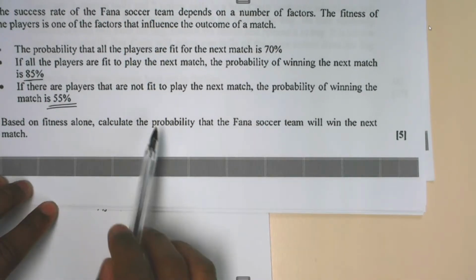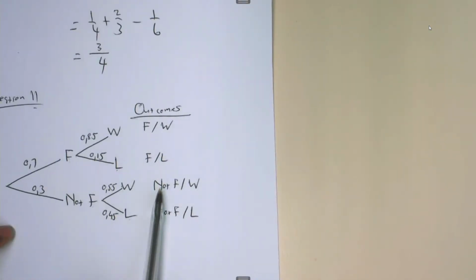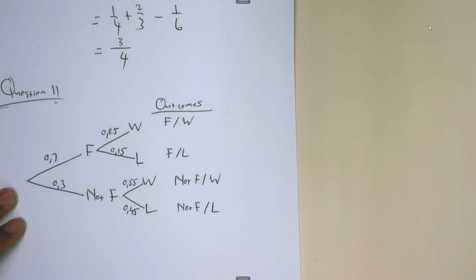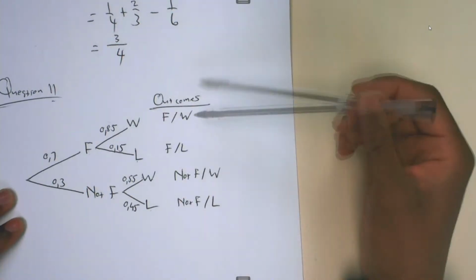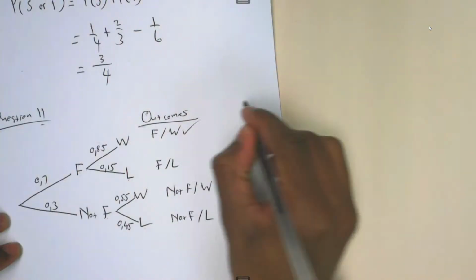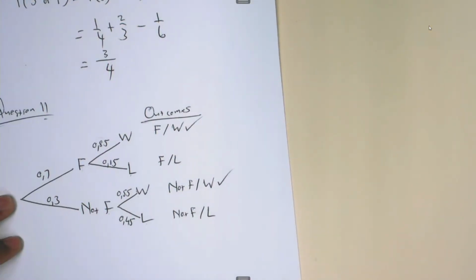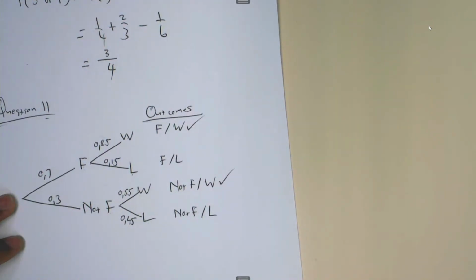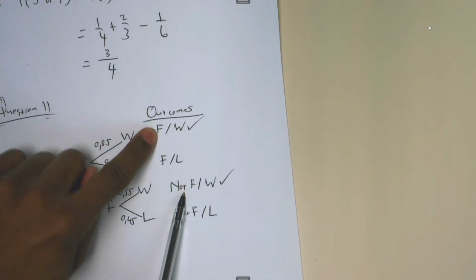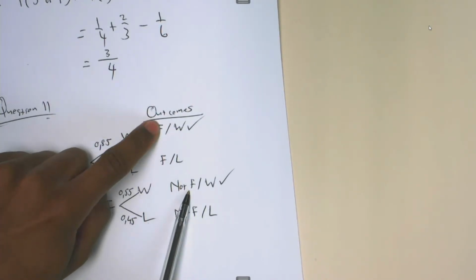So what we want is the probability that this team will win the next match. Now, simply go to your outcomes. Outcomes, very important. So, on which outcomes will this particular soccer team win the match? It's here, them being fit and winning the match. There's also them not being fit and still winning the match. That means what are we going to do? We're going to add the probabilities of these two outcomes.